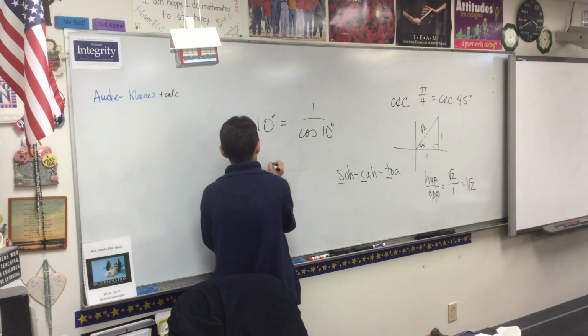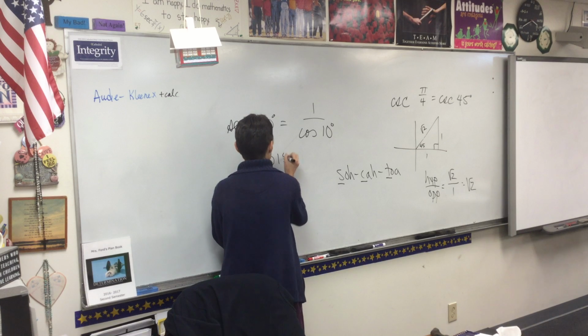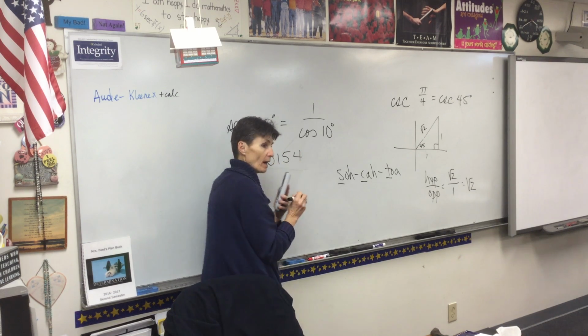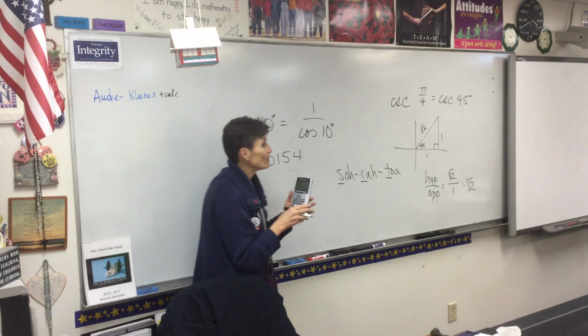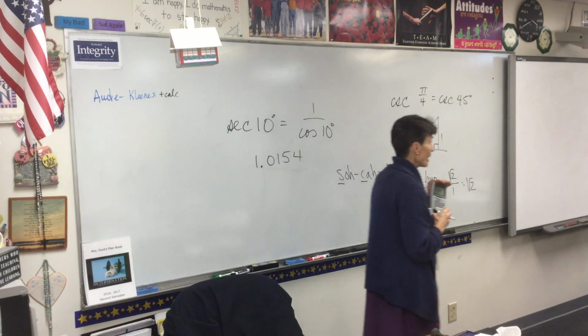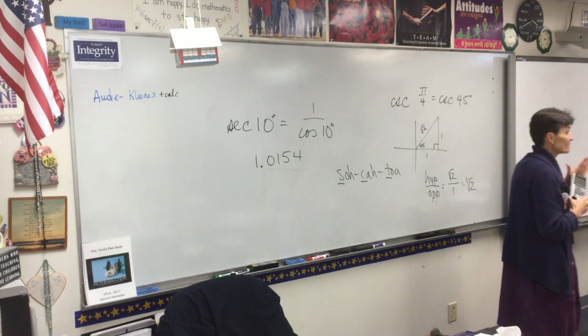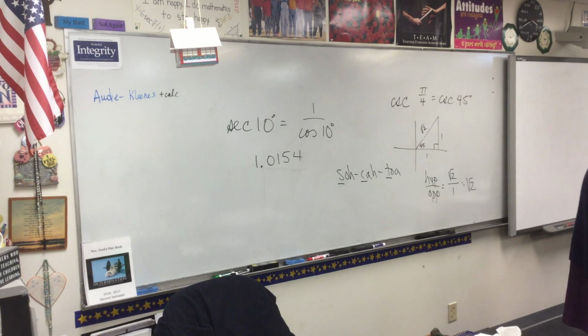And you should have gotten 1.0154. Is that what you got? Yes, ma'am. How do we type a secant on our calculator? 1 divided by cosine. There is no other way to do it. So whatever you are thinking is wrong.